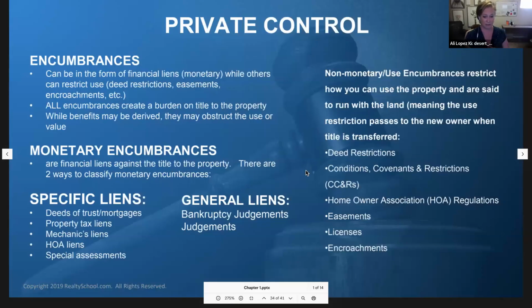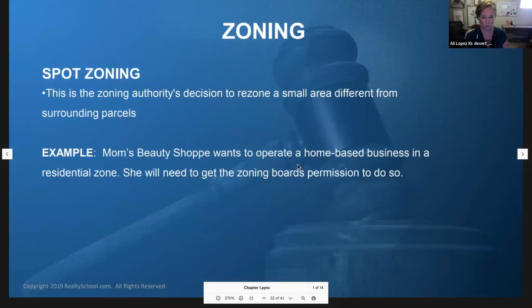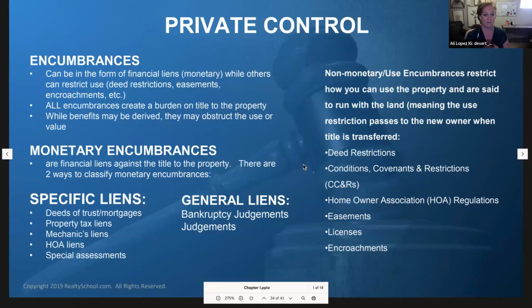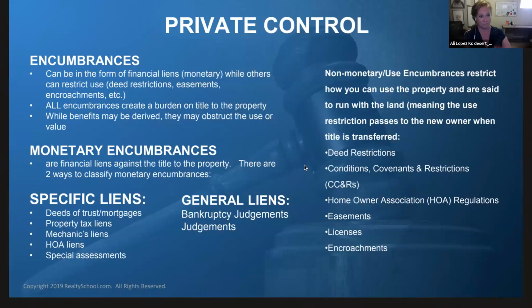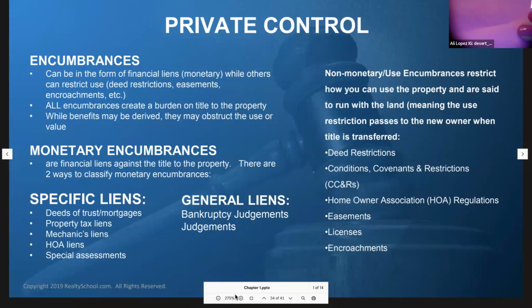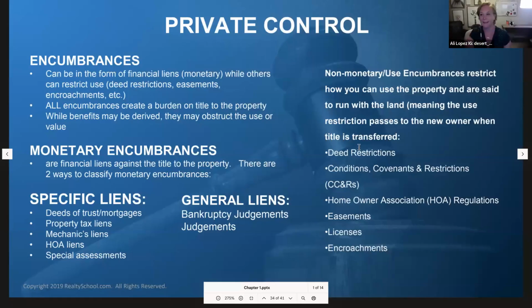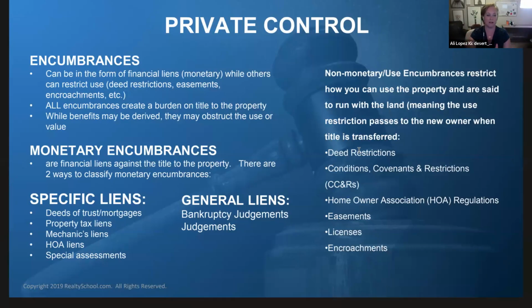Okay, so those were the governmental uses and powers. Now, private controls of a property turn out to be all of these things. This is a lot on one slide, okay? Private control of land is really, this is a lot on your screen.